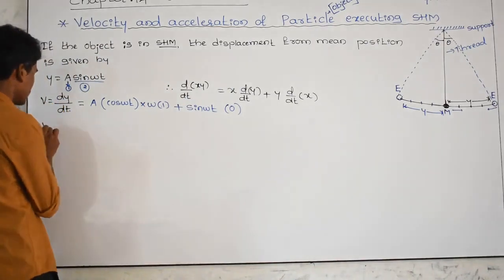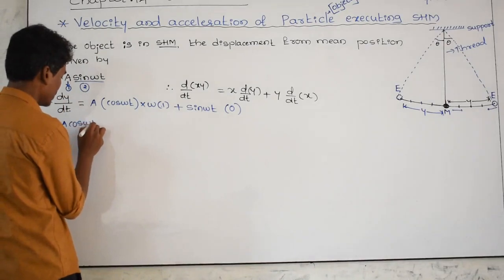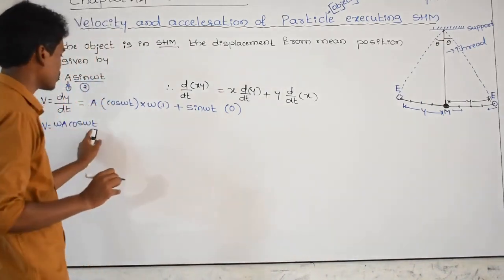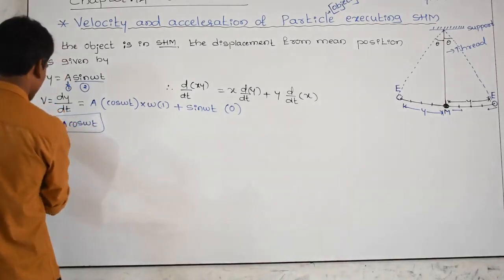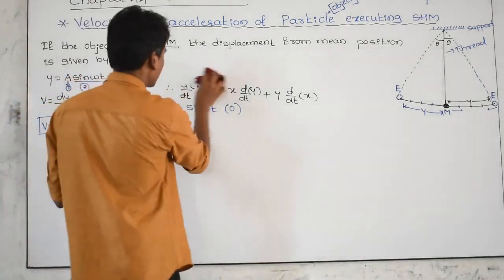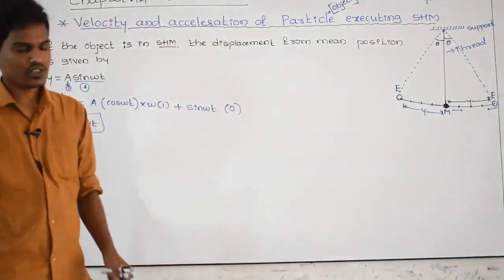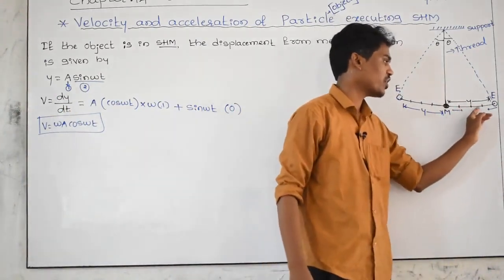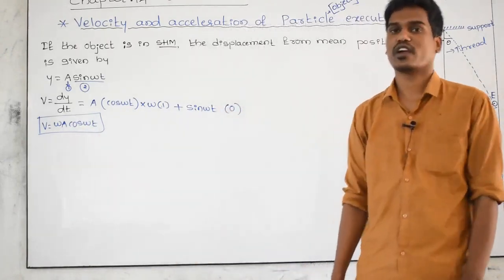Therefore velocity is equal to a into cos omega t into omega, that is omega a cos omega t, and sin omega t into 0 is 0. Leave that one. This is the velocity of the object. Whenever the object is in simple harmonic motion, making oscillations, at each and every point its velocity can be found by using this formula: v equals omega a cos omega t.